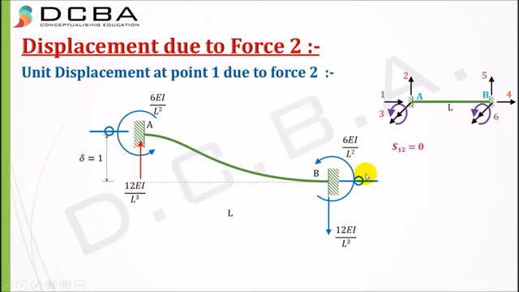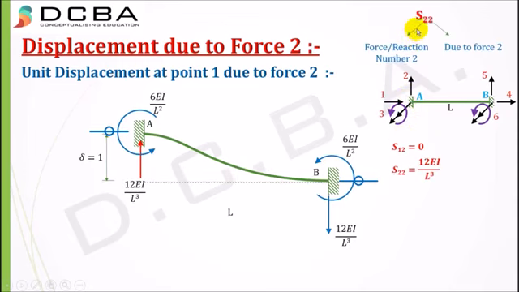Let us plot the stiffness elements. S12 is 0 because due to force 2, there is no force or reaction at number 1. Number 1 is 0, hence S12 is 0. S22, that is force or reaction number 2 due to force 2. Force or reaction number 2 is the force itself, that is 12 EI by L cube, hence S22 is 12 EI by L cube.